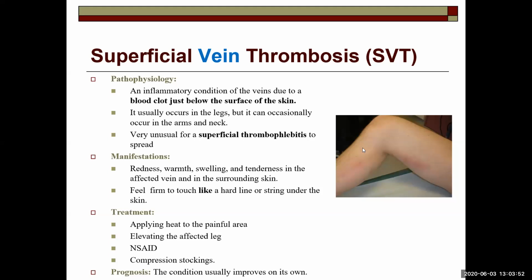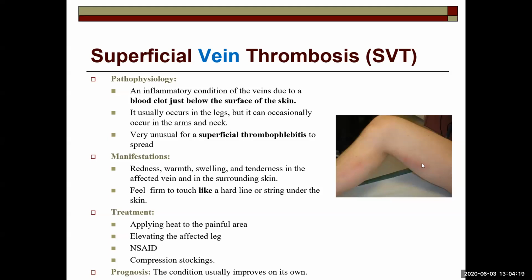So elevating feet depends on whether it's venous or arterial. If it's venous, you want to elevate. Why? You want to bring the blood back into your heart. So it helps. But if it's arterial and you elevate it, what's going to happen? Instead of the blood going to the leg, it's going to go back to the heart. Then you have an issue. So elevation is more of a venous type of issue.